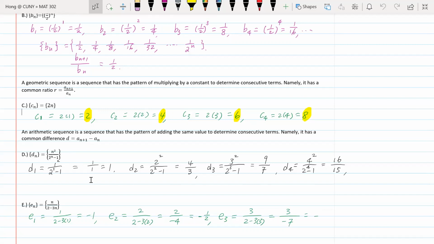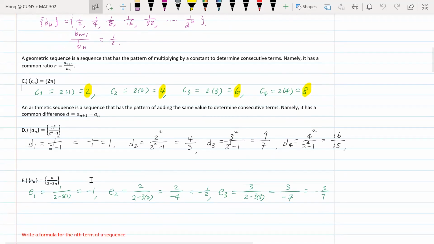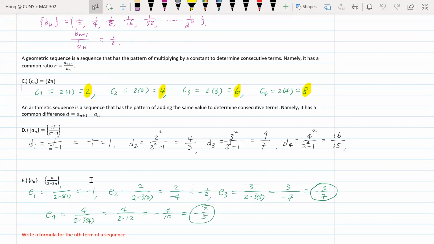E sub 4 equals 4 in the numerator, denominator 2 minus 3 times 4 equals 4 over 2 minus 12 is negative 4 over 10. Double check. Negative 10. Okay, so then simplify: negative 2 over 5. Okay.